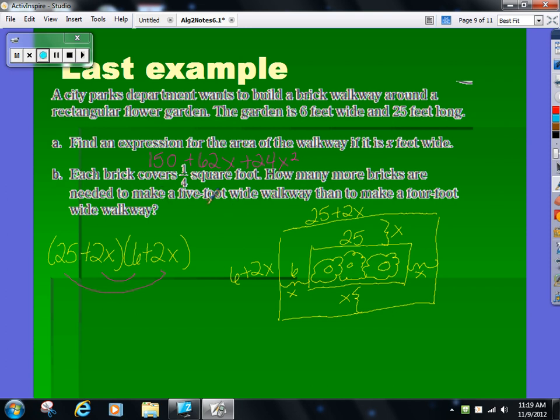If each brick covers 1/4 of a square foot, how many more bricks are needed to make a 5-foot wide walkway than to make a 4-foot wide walkway? Okay, so I have to think about this one. Each brick covers 1/4 a square foot. That's not necessary yet. So this is the area. So let's figure out what the area will be for a 5-foot walkway. I'm going to plug in now 5 for x.